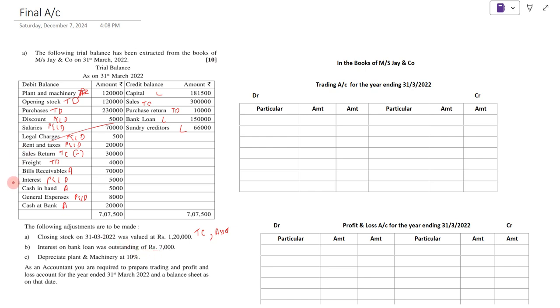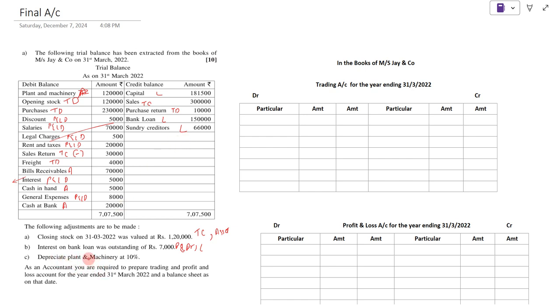Now we have adjustment on interest on bank loan which is outstanding of rupees 7,000. So tick mark on interest. The first effect of interest on bank loan which is outstanding will go in profit and loss account debit side. So this 7,000 will be added in this interest, and the second effect will go in the liability under bank loan, because outstanding interest is there.